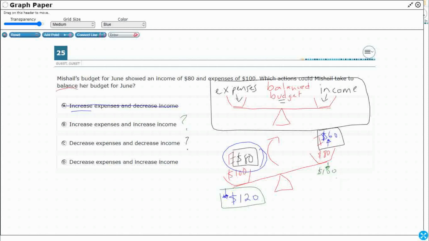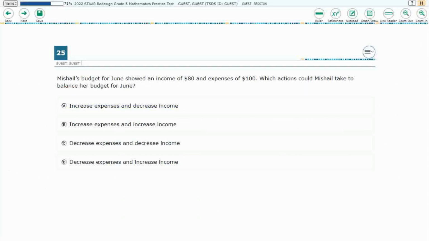And increase the income. There we go. We need the expenses to go down, and we need the income to go up. There we go. So that is our best answer. So we're going to choose D.